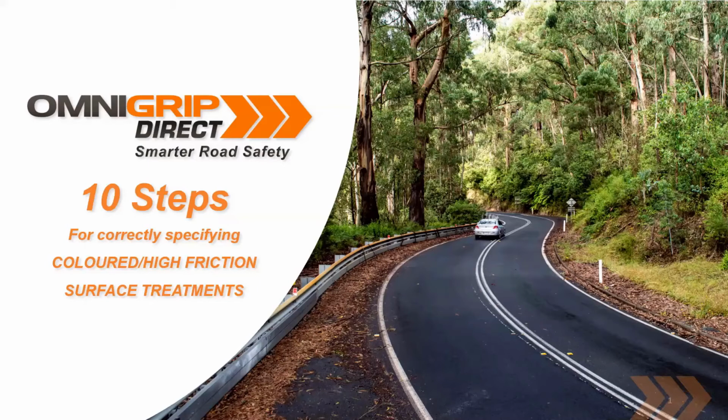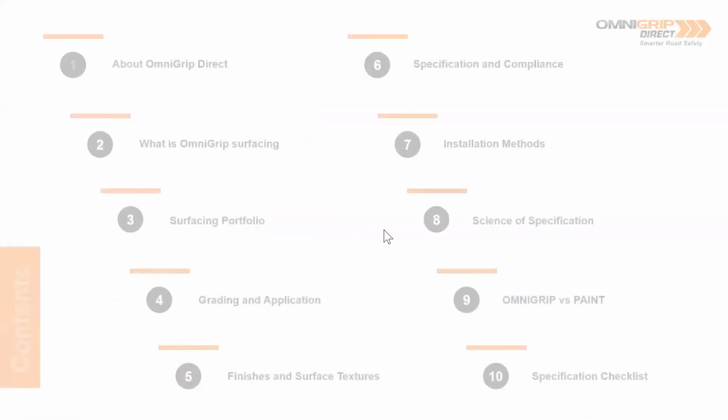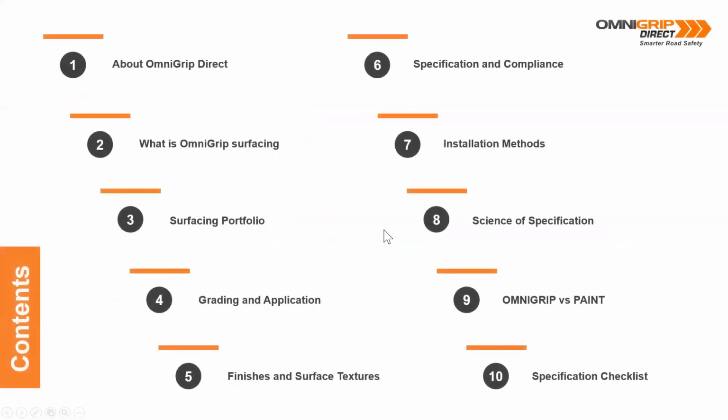All right, good morning everyone, and thank you for taking the time to join us for today's short overview on the top 10 steps you need to consider to correctly select, but also specify high friction coloured road surface treatments. My name is Louis Mitrevsky, one of the business development managers with OmniGrip Direct, and together with my colleague Aaron, who's also, you probably can see, we will be taking you through our presentation today.